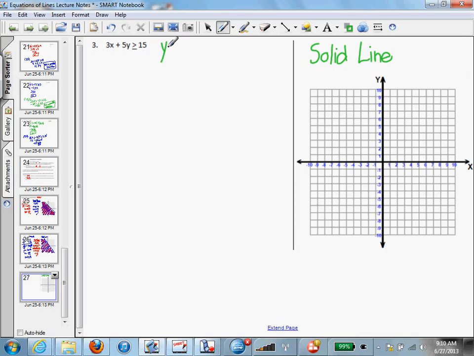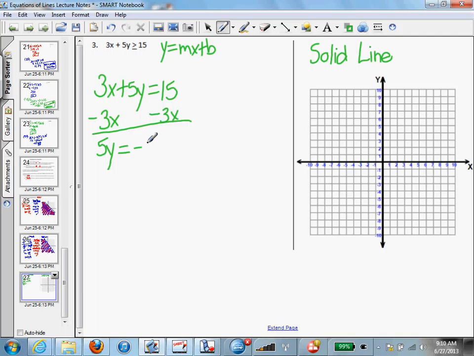So let's put it in the y equals mx plus b form to graph this, by first taking your inequality and replacing the inequality symbol with an equals. Now let's get rid of the 3x by subtracting it on both sides. It's going to be left with 5y equals negative 3x plus 15.